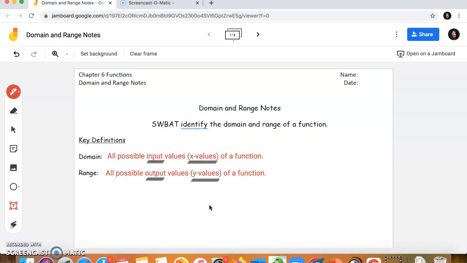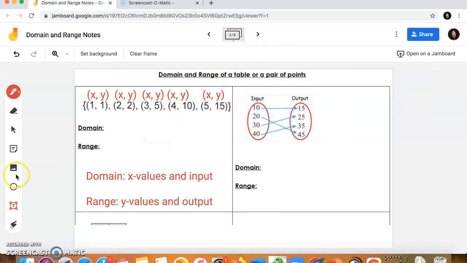Right? So the domain is the number that you input into the machine. The range is the number that comes out. It's your output. Domain is also known as all of the x values of a function, and range is also known as all of the y values of a function. So when we're looking at these two examples, I went ahead and wrote domain and range, the definition, so we don't forget what they are.